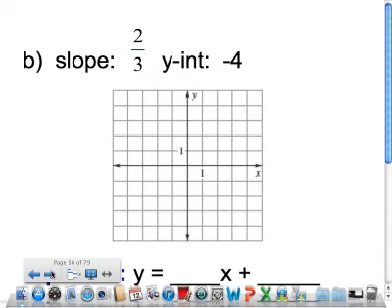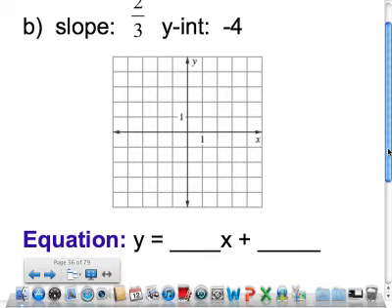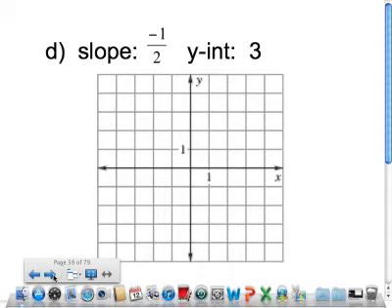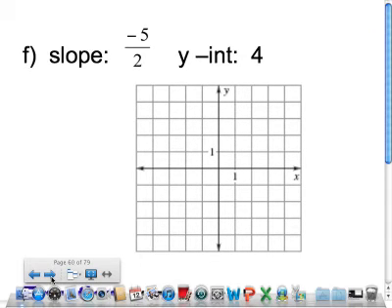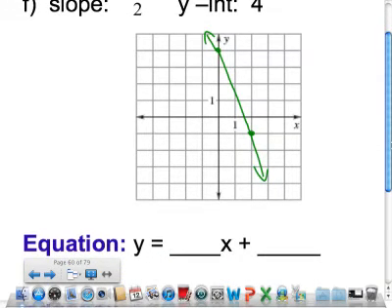Again, I'm going to let you go ahead and work through this one on your own. I'm going to skip down all the way to f. You can do all the other ones on your own. So we'll do part f together. Again, y-intercept is positive 4. Go up 4. Now go down 5. 1, 2, 3, 4, 5. Right 2. There you go. Connect your dots. Throw your arrows on. And then the final part is write the equation. Well, it's y equals m, negative 5 over 2 times x plus the y-intercept.